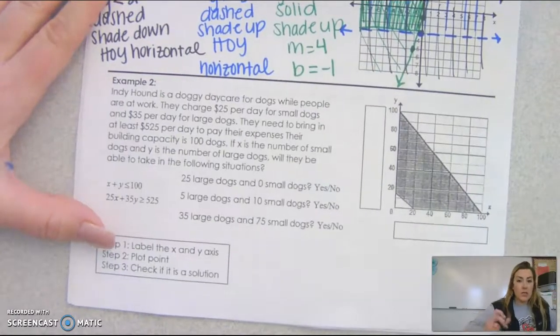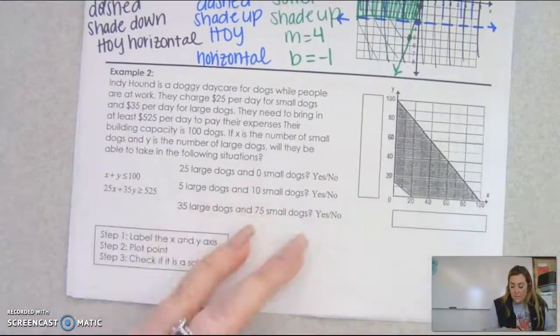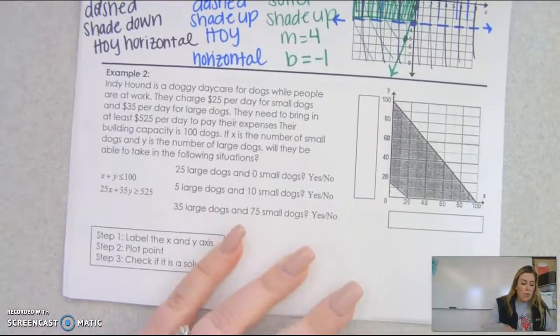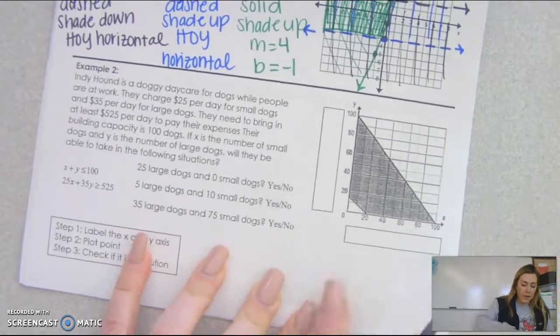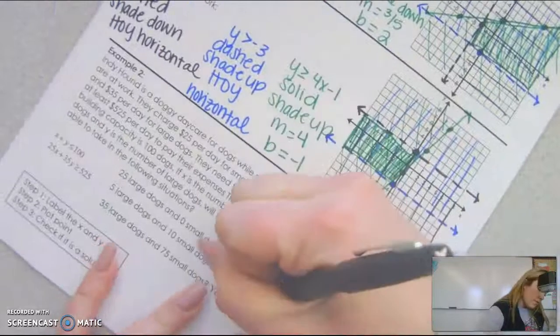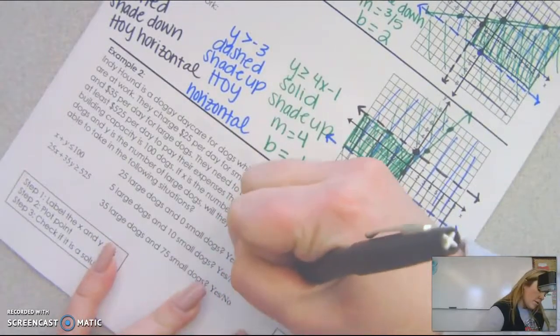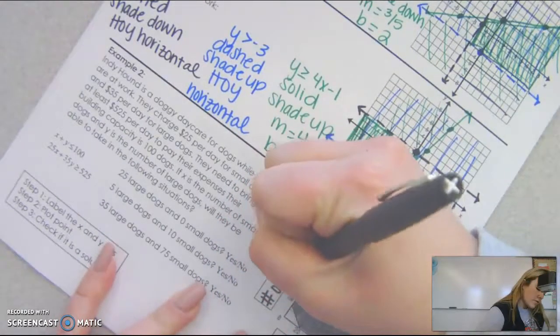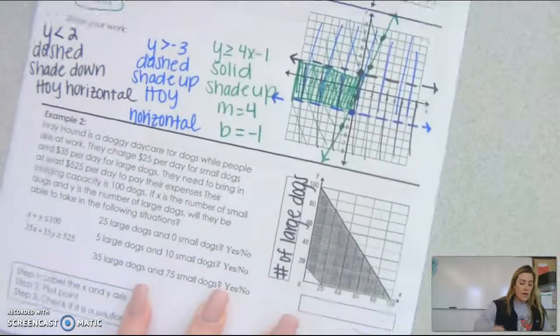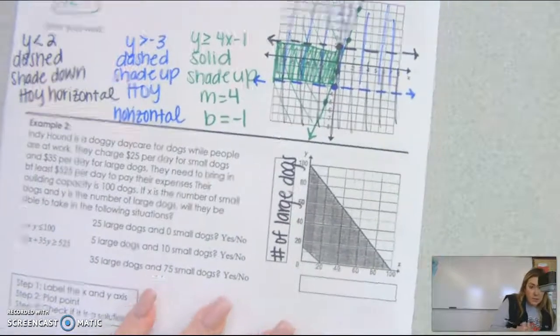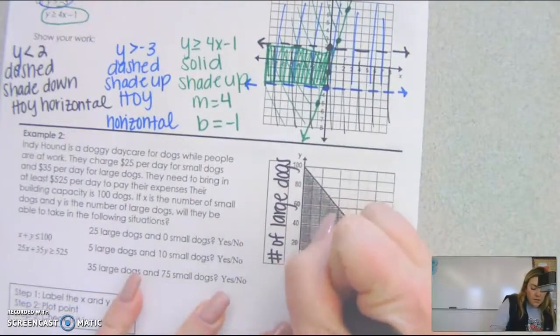So the first thing we want to do is label our graph. It said Y is the number of large dogs. So over here on the Y-axis, we're going to put number of large dogs. And then down here on the X-axis, we're going to put number of small dogs.